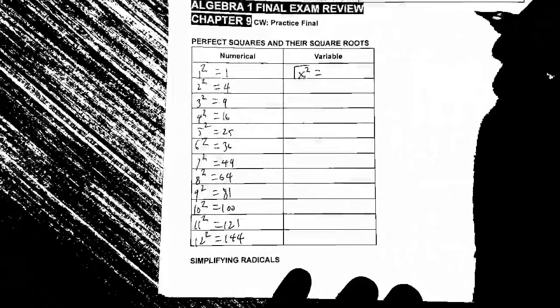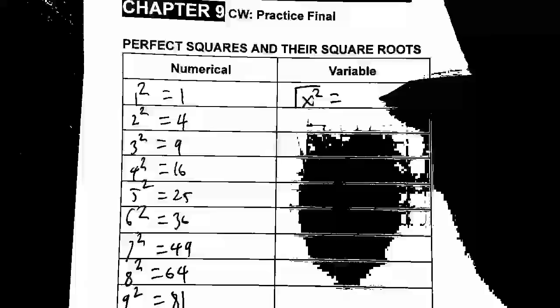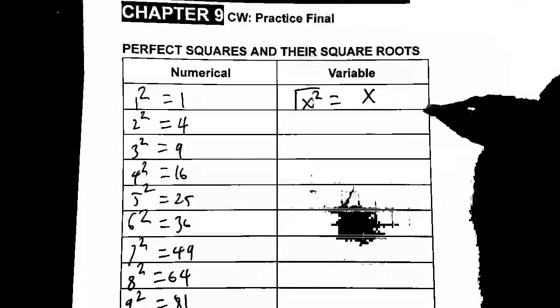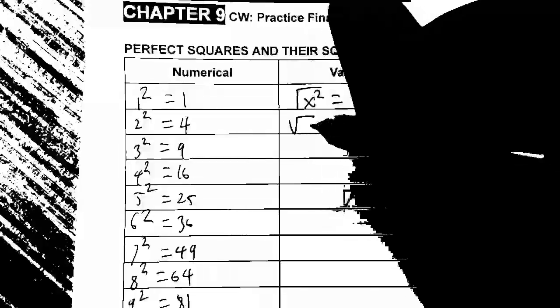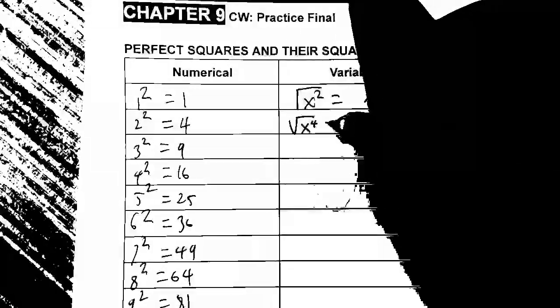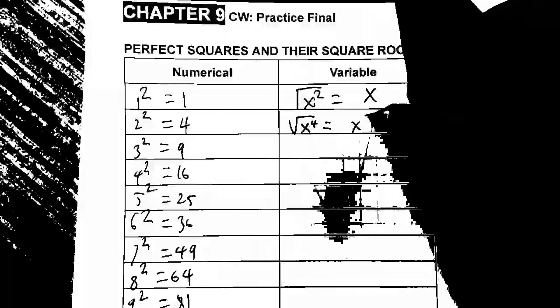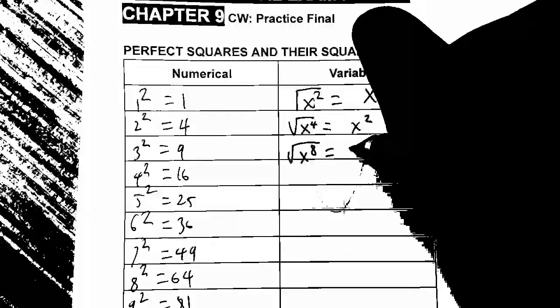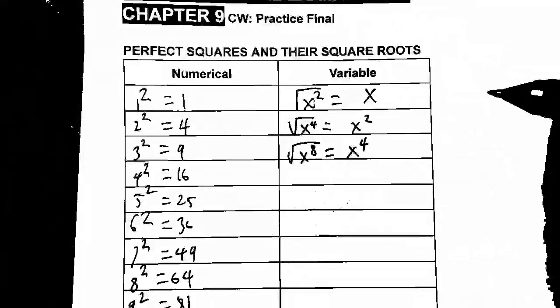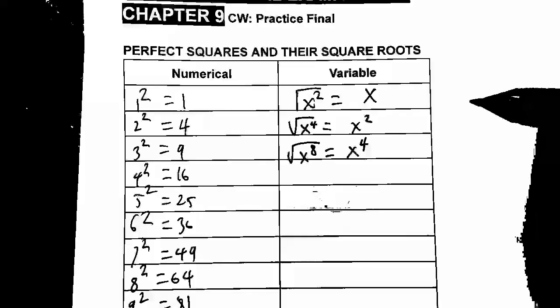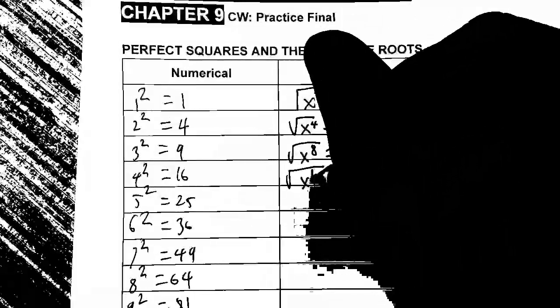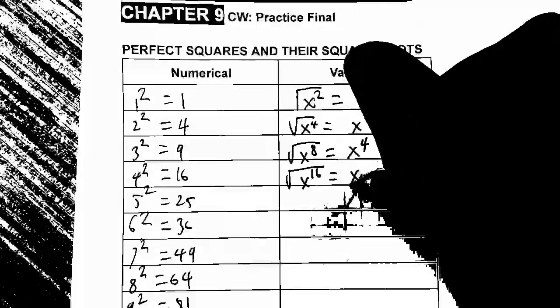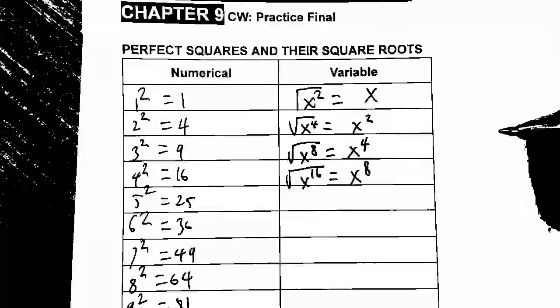All right, let's do some variables. So, how about square root of x squared is what? Square root of x squared is just x, right? Square root of x to the fourth would be x squared. Square root of x to the eighth would be x to the fourth. Square root of x to the 16th would be x to the eighth.